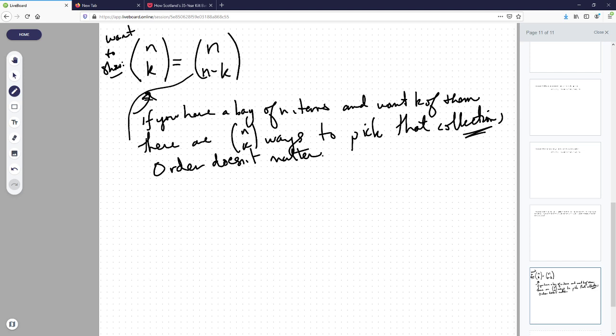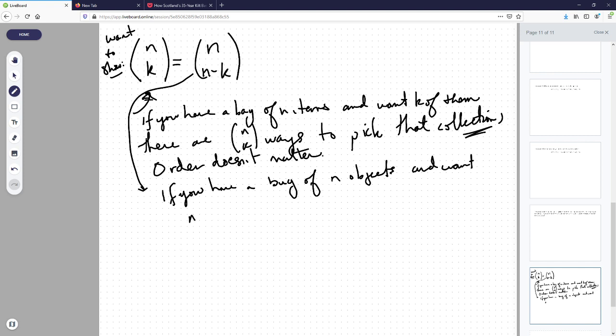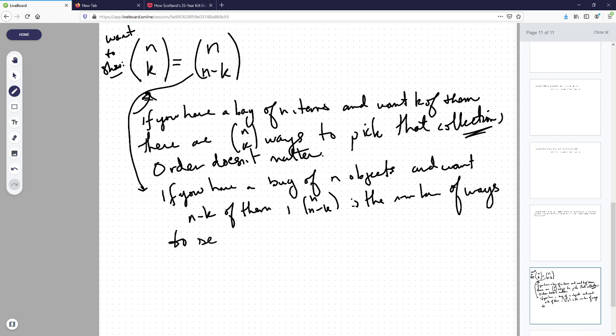So what does this symbol mean, right? So this symbol means if you have a bag of n objects and you want n minus k of them, the number of ways, so n choose n minus k is the number of ways to select these elements.